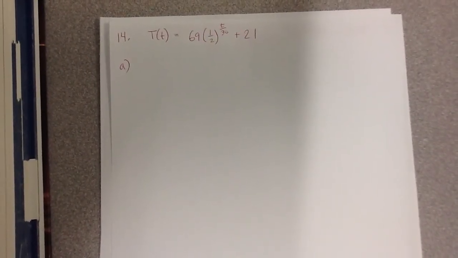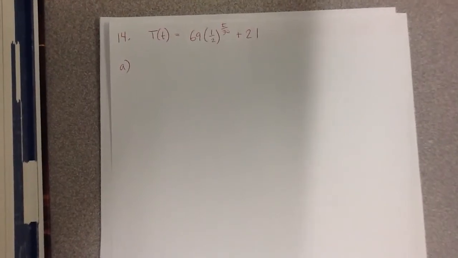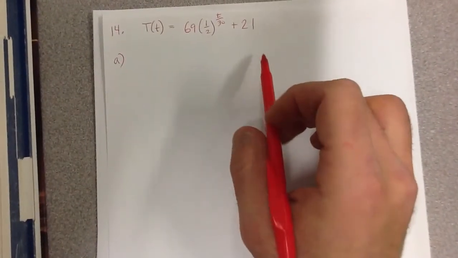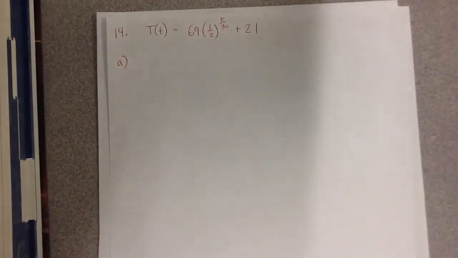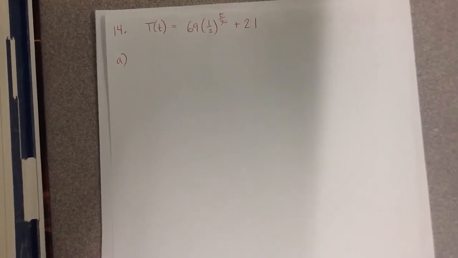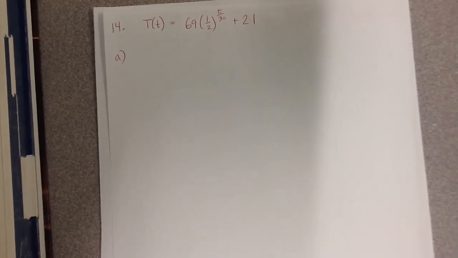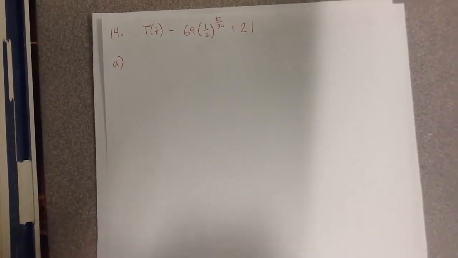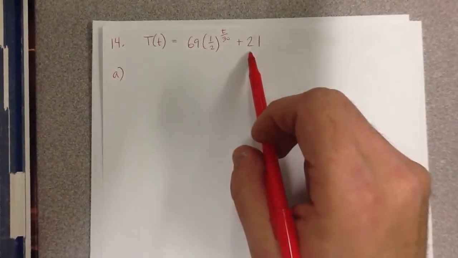So it says question 14, a hot cup of coffee cools according to the equation, and this is the equation here. It says where big T is temperature in degrees Celsius and little t is the time in minutes as minutes pass. Which part of the equation indicates that this is an example of exponential decay? So let me just first talk about this equation.